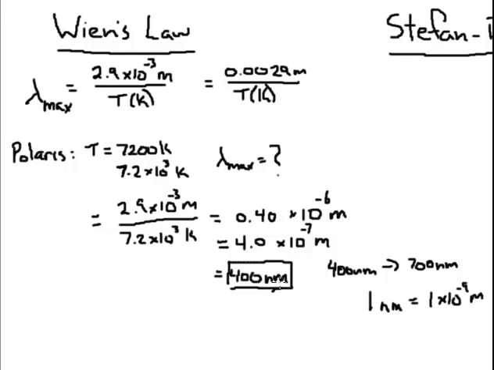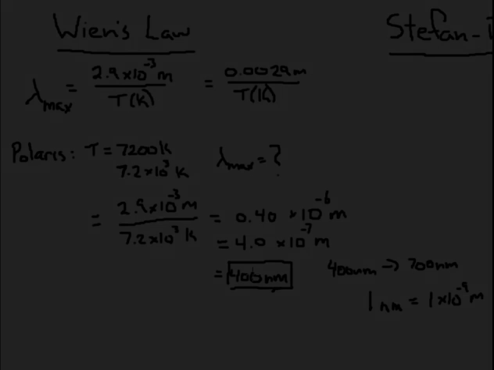But it can be a little tricky sometimes. So there's an example, okay? Polaris is a hotter star, hotter than our sun, and you can see that its peak wavelength is bluer than our sun, so that kind of checks out and makes sense.